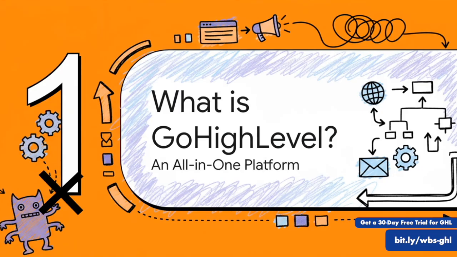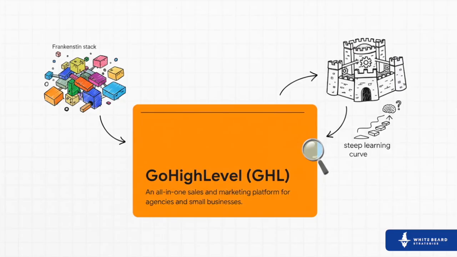And that exact problem is what GoHighLevel promises to solve. So what is this thing, really? Let's break down its core idea, which is bringing everything together under one roof. Okay, so here's the official definition. GoHighLevel, or GHL, is an all-in-one sales and marketing platform. But what does that actually mean? It means it takes all those separate tools, your CRM, your email marketing, your funnel builder, your website, your calendar, and it combines them into one single unified system. No more duct tape and digital glue.